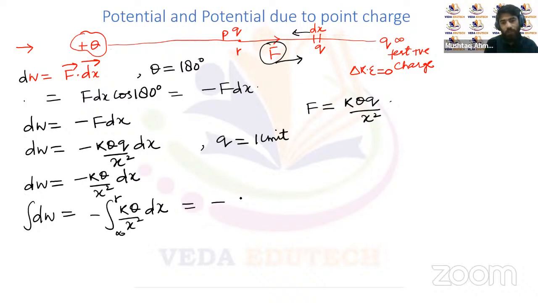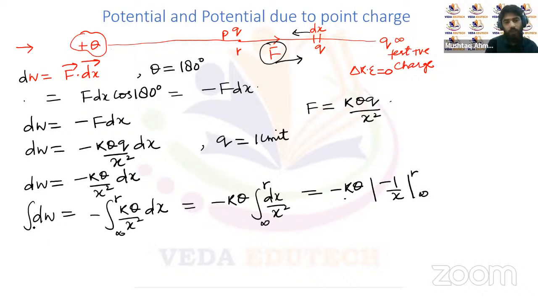So k and q are constants, they will come out of the integral. We have to integrate dx upon x square with the limits infinity to r, correct? The integration of 1 upon x square with respect to x is equal to minus 1 upon x, right? Minus 1 upon x with the limits infinity to r.